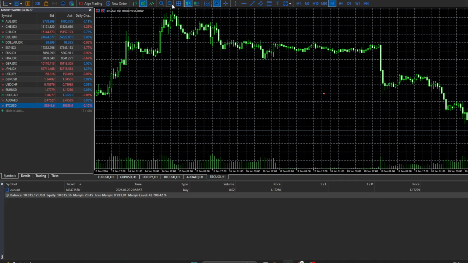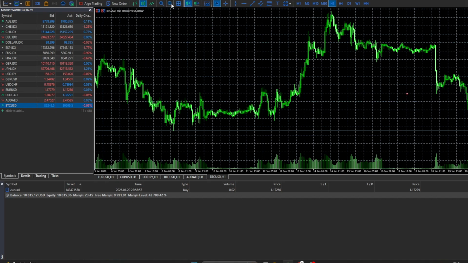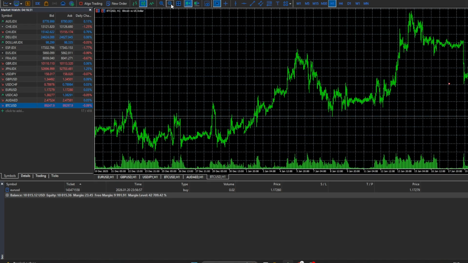If you want to zoom out even further, you can keep clicking the same minus magnifying glass button multiple times. Each click will gradually compress the candles or bars on your chart, allowing you to see more history in one view. This is especially useful when you're trying to identify long-term support and resistance levels, or analyze the overall trend across many days, weeks, or even months.